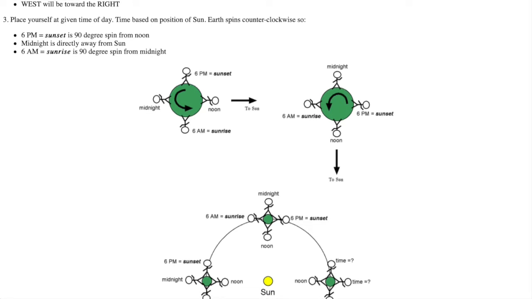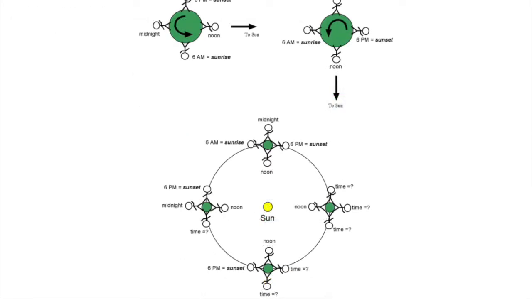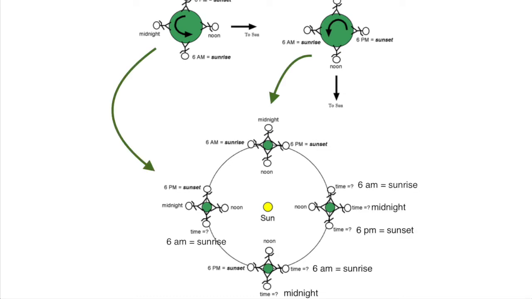The bottom picture of step 3 shows the time compass for 4 different positions of the Earth in its orbit. Noon is always the direction from Earth to the Sun. 6 p.m. is always 90 degrees from the noon in the counterclockwise spin direction from noon. Here are the answers to the question marks in the bottom drawing.